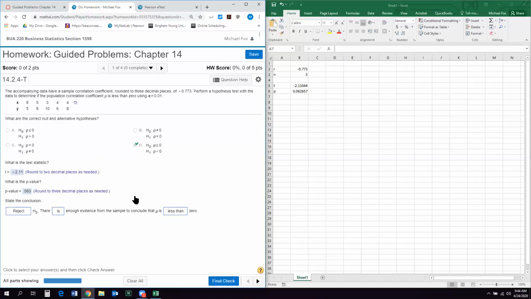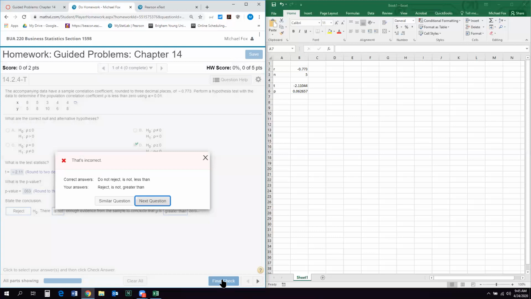Nope. Now we're like, oh crap, I'm on my final check. Okay, so let me think about this again. So we're checking the null hypothesis. So we're saying, okay, we're going to reject the null hypothesis because there is not enough evidence to conclude that p is greater than 0. That's what I thought I put the first time. Okay, it doesn't like that. It says, do not reject is less than.